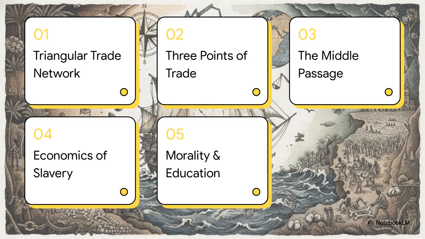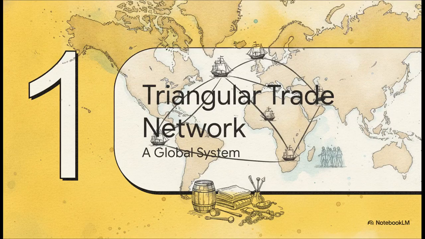So, here's our roadmap. We'll start by mapping out the triangular trade network. Then we'll break down the 3 points of trade, confront the harsh reality of the Middle Passage, examine the economics of slavery, and finally conclude with a crucial lesson on education, morality, and peace. All right, Section 1, the triangular trade network as a global system.